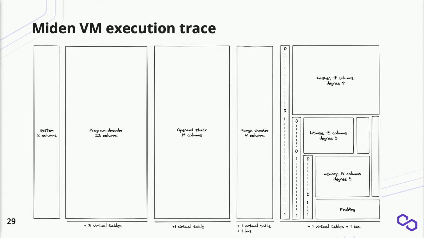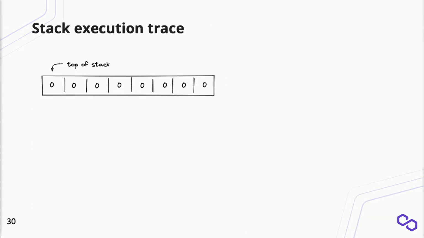To give a couple of examples of how this actually works, let's talk about the stack. I didn't draw the whole thing here, but it's 19 columns. 16 columns represent the top 16 elements of the stack. So let's say we initialize the stack to all 0.